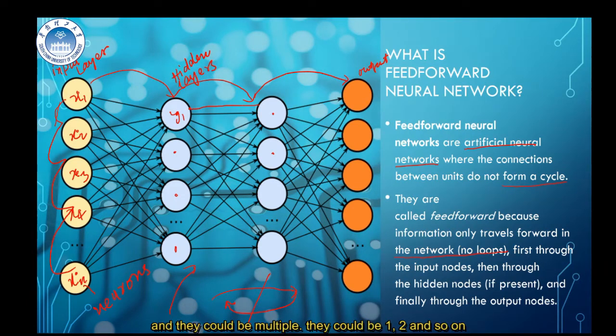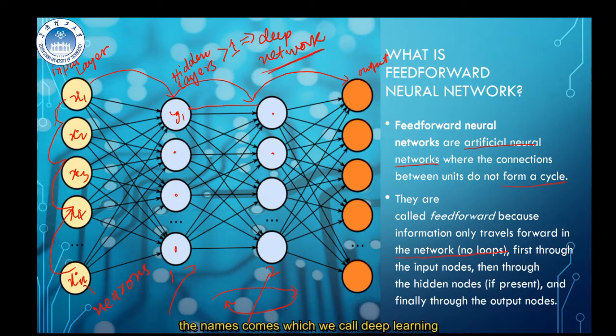And there could be multiple. There could be one, two, and so on. There could be many hidden layers. If the hidden layers are more than one, we call it a deep network. That's where the name deep learning comes from. All of this we are studying is basically deep learning.